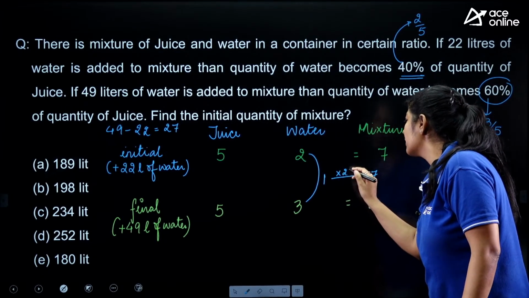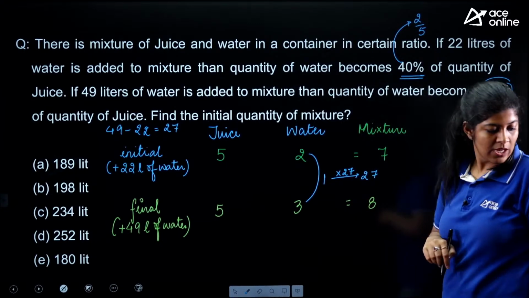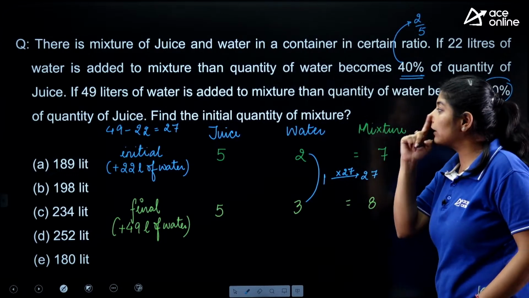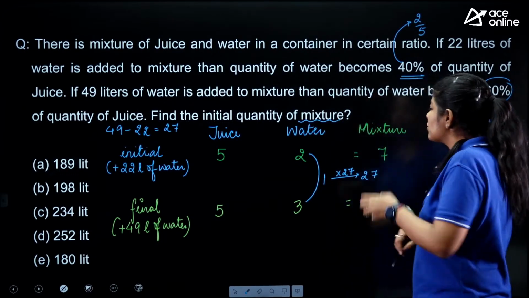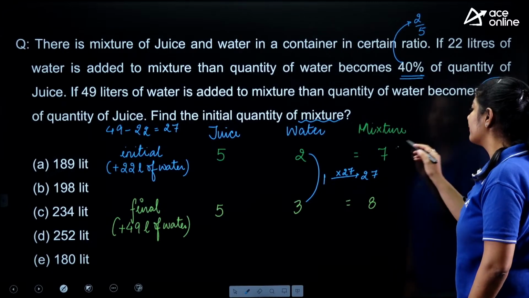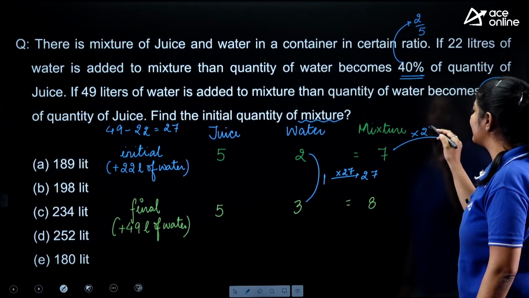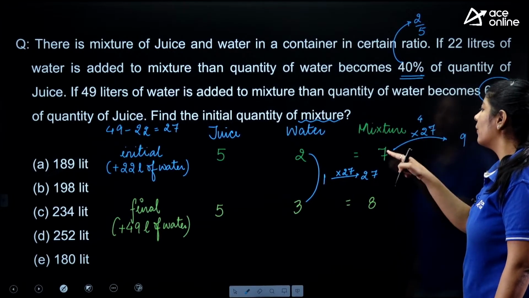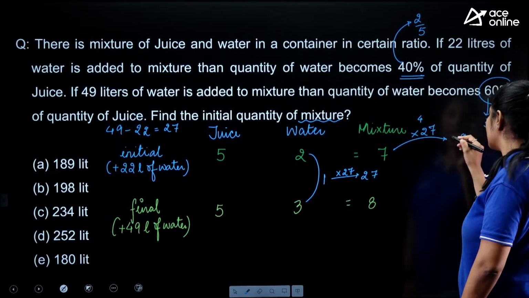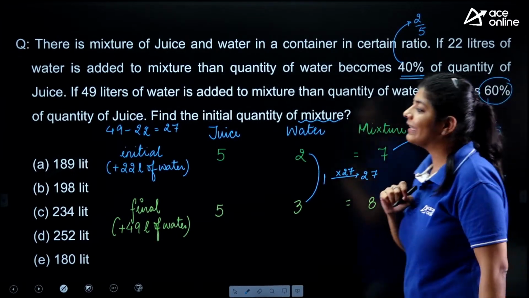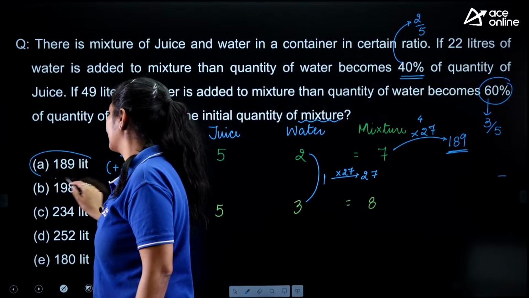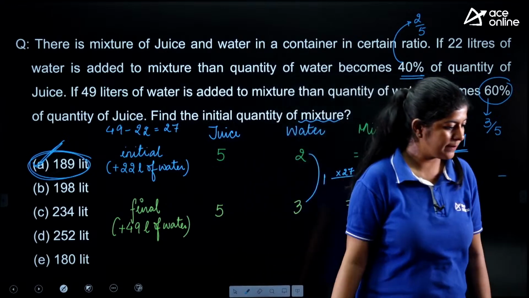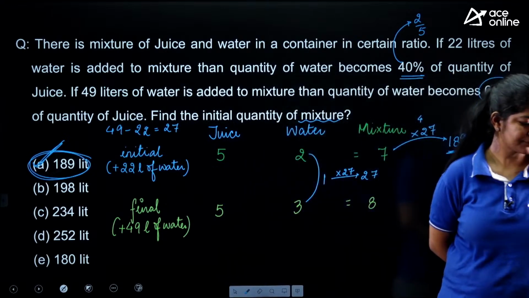So that difference of 1 part corresponds to 27, and we have to find the initial quantity of the mixture, which is 7 parts. That means we need to multiply 7 by 27. 7 into 7 is 49, carry forward 4, 14 plus 4 is 18. So 189 liters is my initial quantity. Option number A is the correct one.